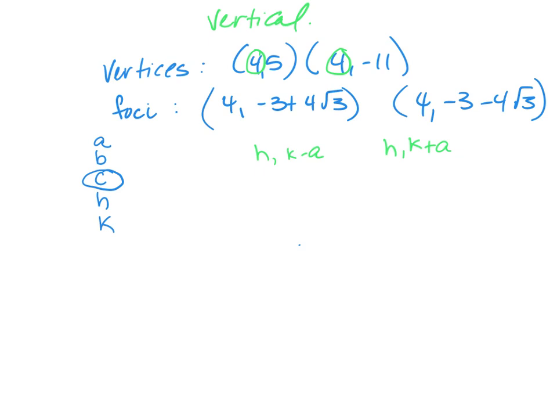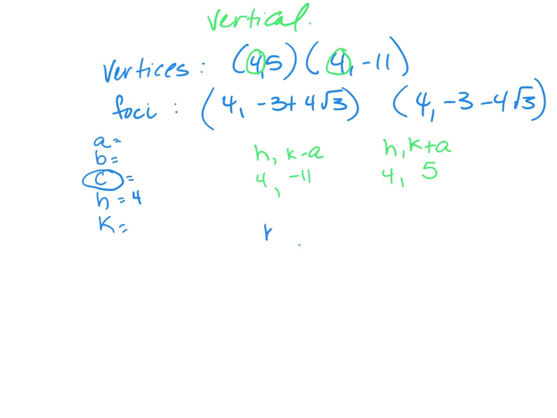Now, I always look at your second number. Who's the smallest second number of the 5 and the negative 11? Who's smaller? Negative 11 is smaller, so he goes with the K minus A, and we know that 4 is the H, so 4 here and a 5 here. All right, so we know that H is 4 because they gave it to us on a silver platter, and now we know that the foci, let's look at the foci here. Well, let's look at this.